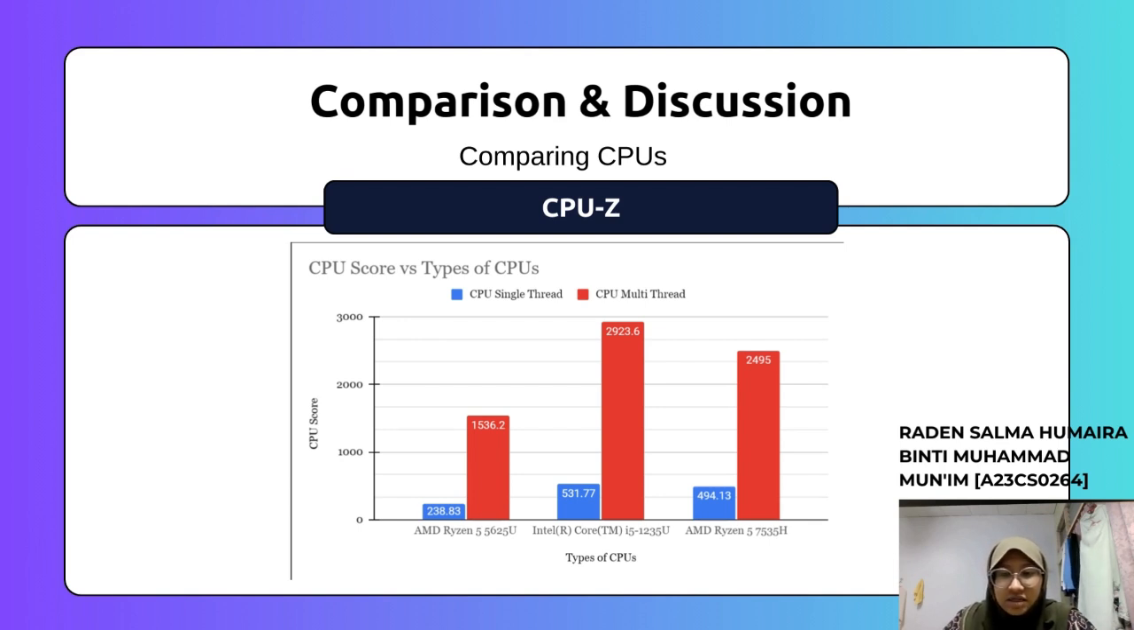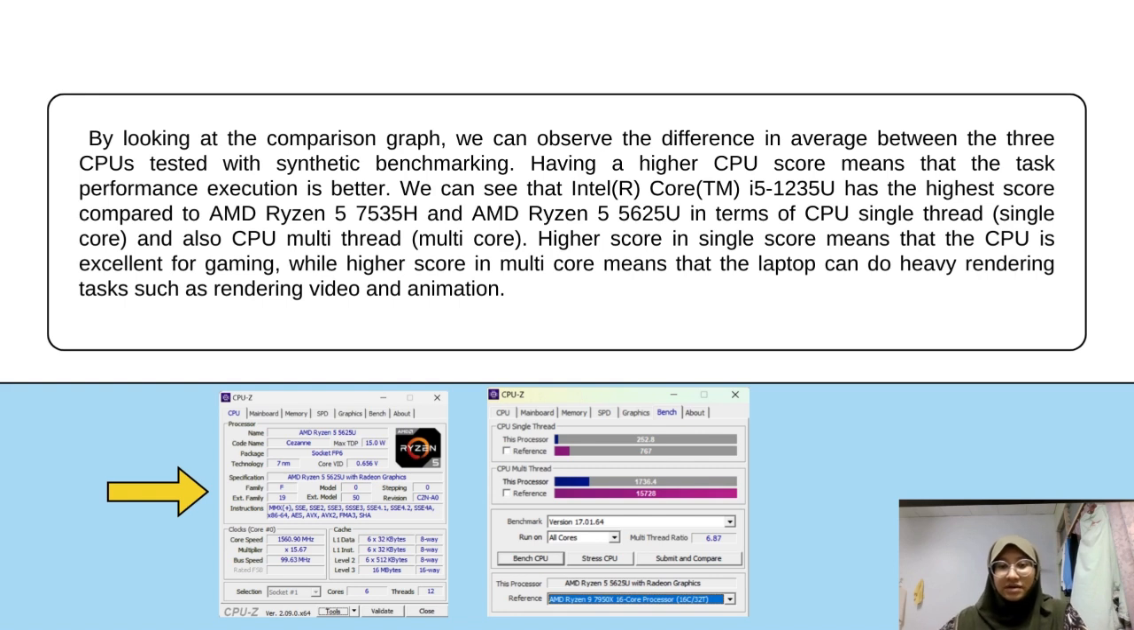So we can see that having a higher CPU score means that the task can be done faster and the execution is better. While having a low score doesn't necessarily mean it's bad, it just has a big disadvantage when doing quick processes. By looking at the comparison graph, we can observe the difference in average between the three CPUs tested with synthetic benchmarking. Having a higher CPU score means that the task execution is better.